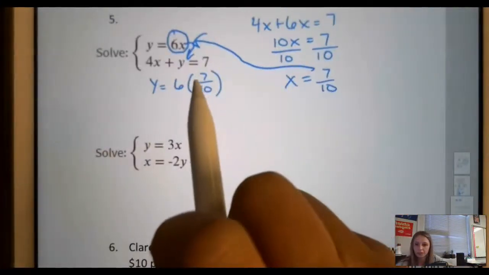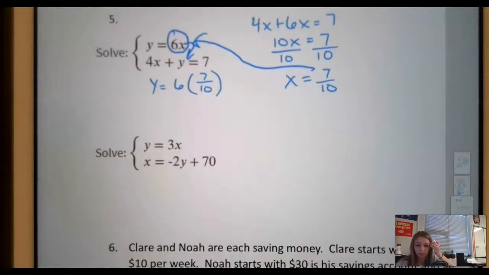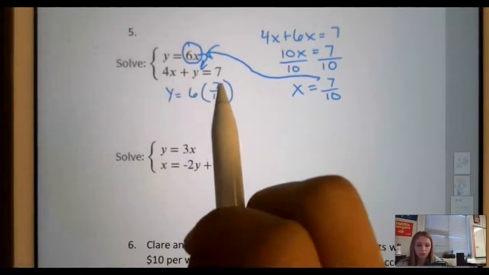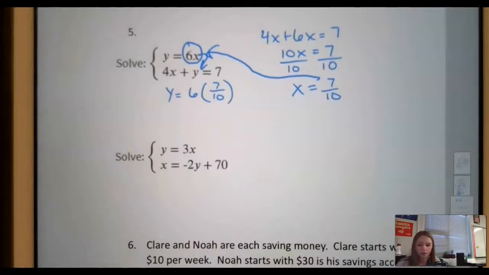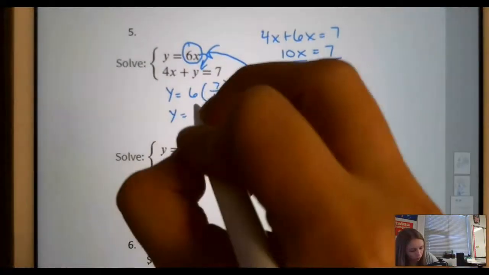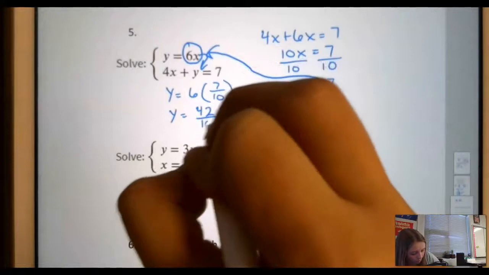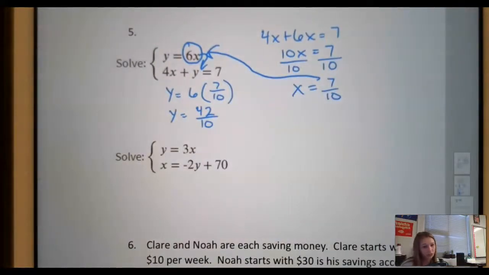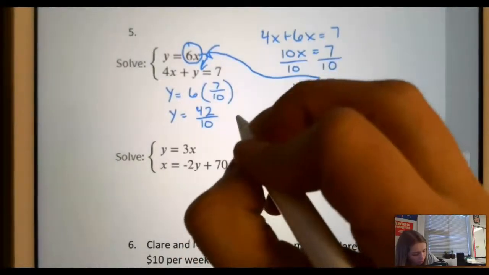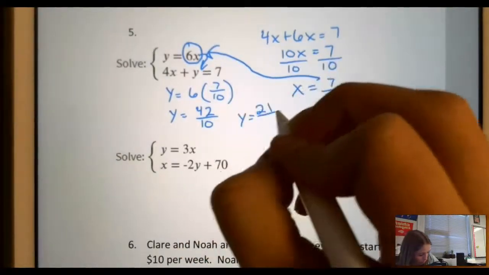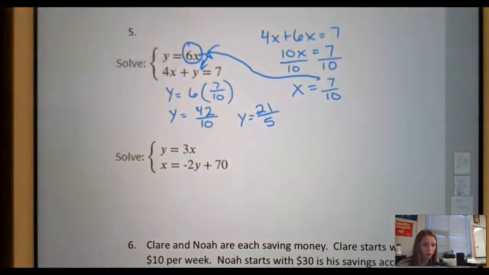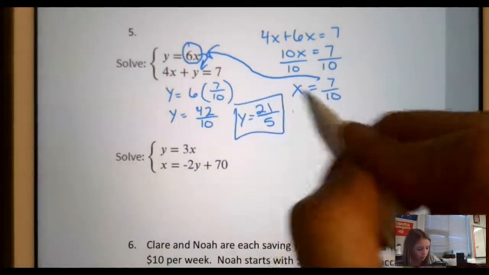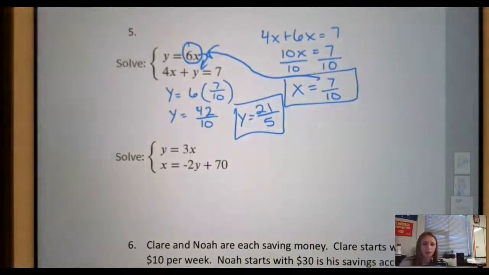So I'm going to take 6 times my numerator, and so I would end up with y equals 42 over 10. Now can I reduce that fraction? Yes, I can. I can reduce it to be y equals 21 over 5. I just divided both terms by 2. And there are our answers.